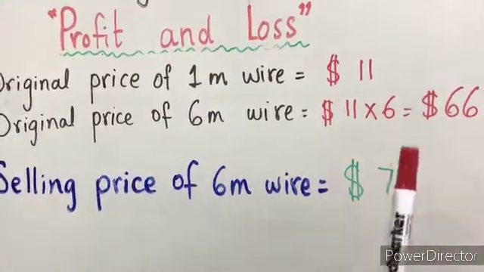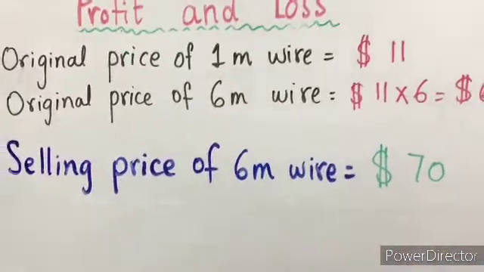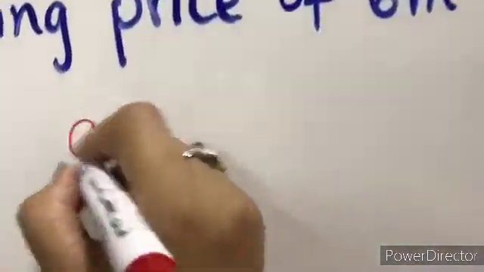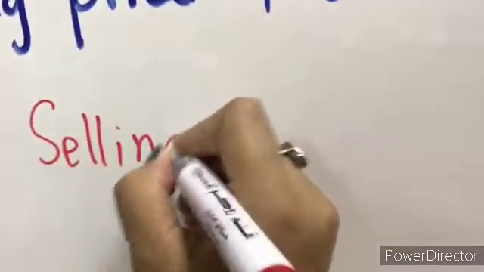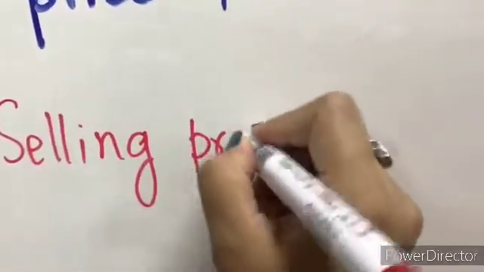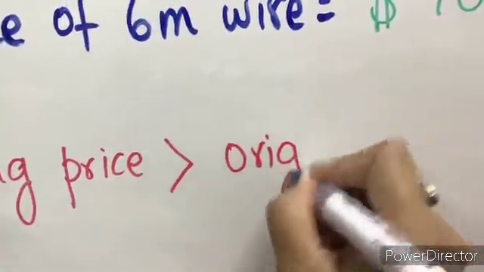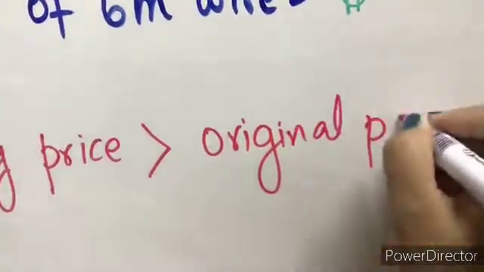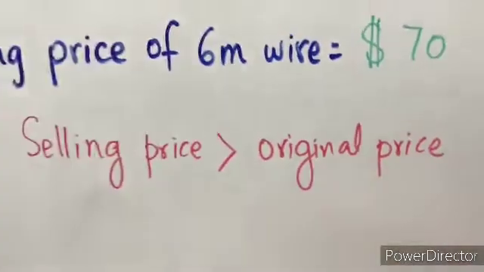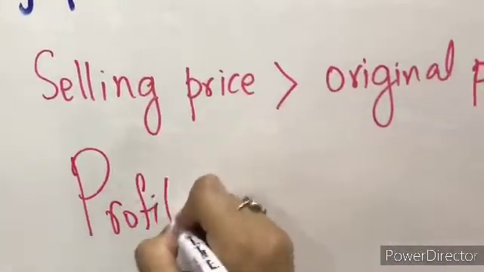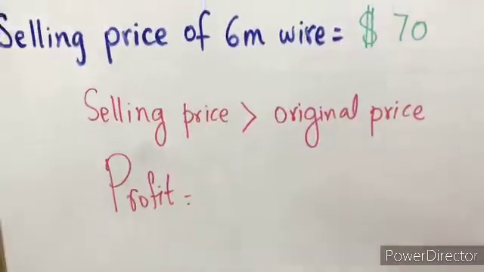The selling price of 6 meter wire is $70. So since you know that if selling price is greater than the original price, so it will be a profit. Yes, so he made a profit.